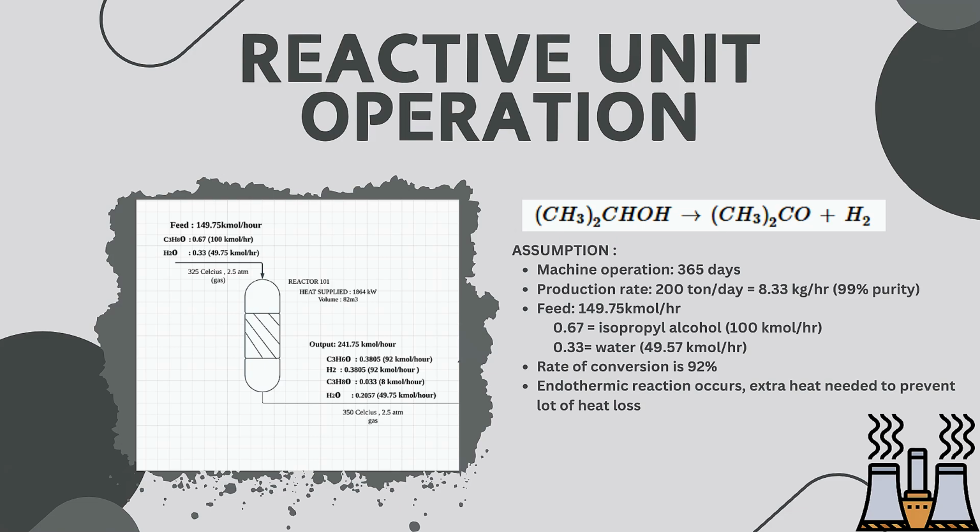For the reactive unit operation, the first step is that we need to construct the chemical equation. And here is the chemical equation, from IPA turned into acetone and hydrogen gas. So the assumptions that need to be taken are, first, the machine is operating 365 days. The production rate is equal to 8.33 kg per hour and has the highest purity. The feed is equal to 149.75 kg per hour, which includes 0.67 and 0.33 of isopropyl alcohol and water. The rate of conversion is 92%, and the last one is the endothermic reaction occurs, so extra heat is needed to prevent the heat loss.